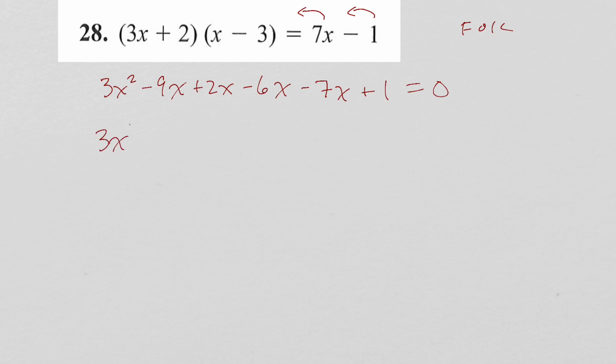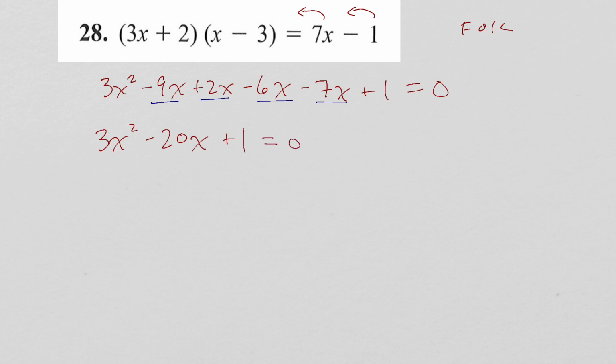So now let's combine like terms. Let's see, I have negative 9, negative 6, and negative 7. That's negative 15, negative 22x. And, oh, wait a minute, I have more. Let me undo that. I'll underline them. I have this, this, this, and this. Negative 9 and positive 2 is negative 7. Then negative 6 gives me negative 13. Then negative 7 gives me negative 20. And then I just have that plus 1.